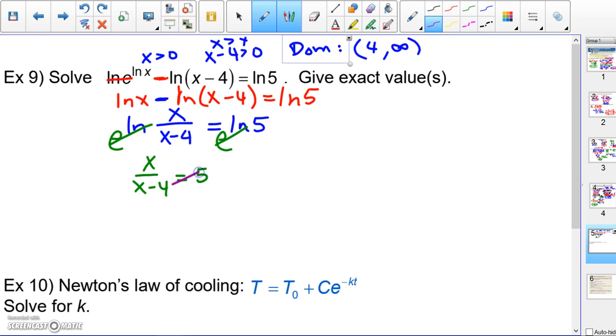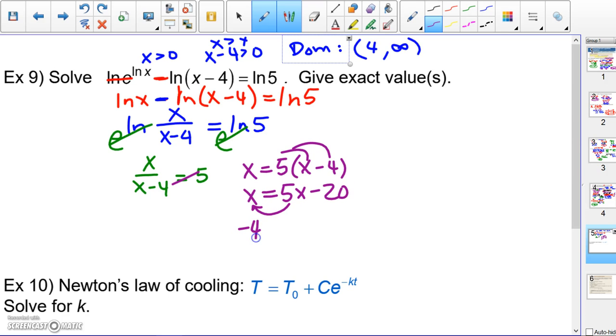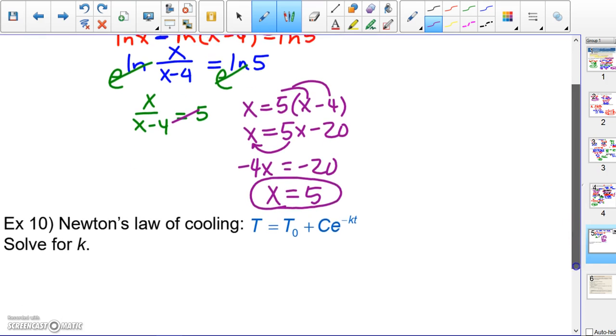I'm going to cross multiply. X equals 5 times x minus 4. So distribute. X equals 5x minus 20. Subtract 5x over, so negative 4x equals negative 20. Divide by negative 4, you're going to get x equals 5. Now, as long as that fits in the domain, you're good. And 5 is greater than 4, so that answer is going to work. X equals 5.